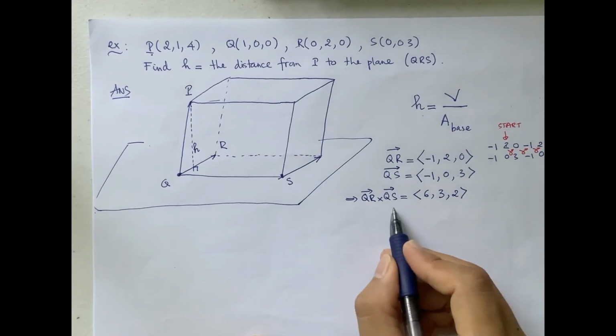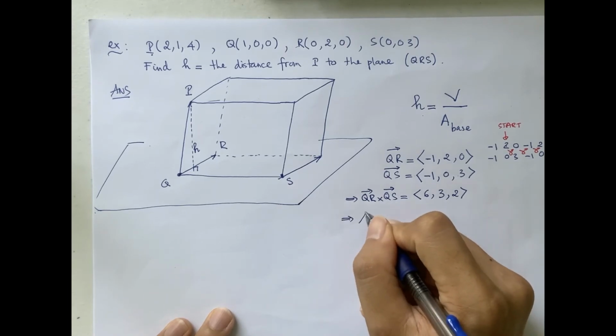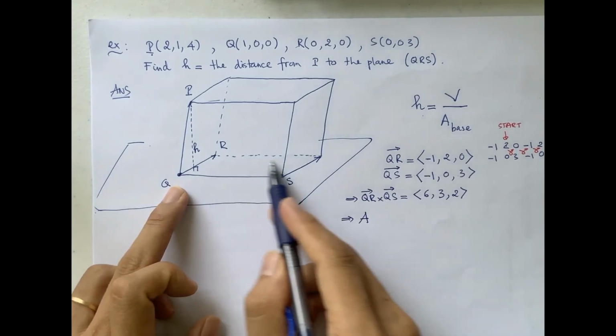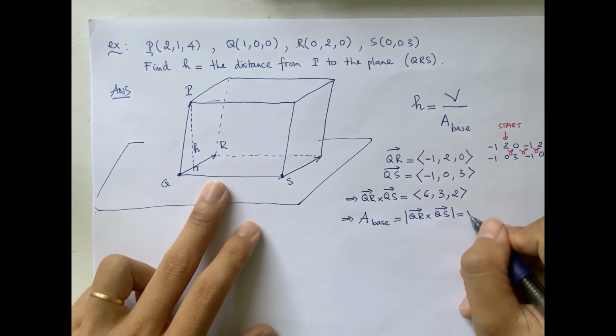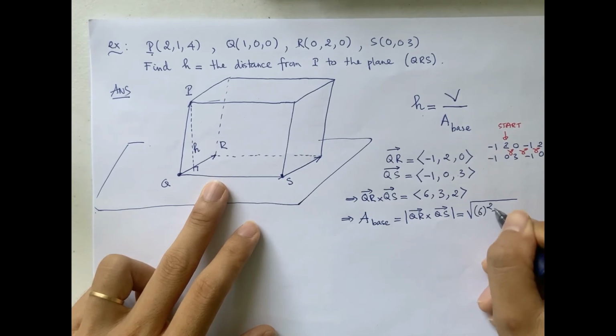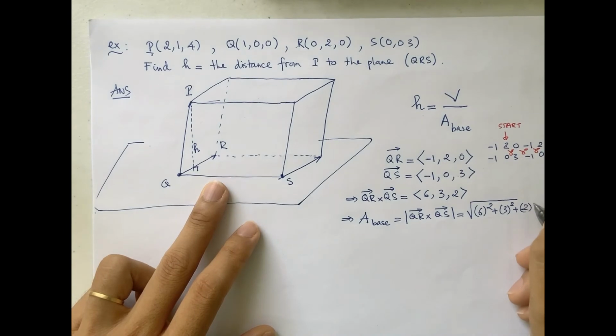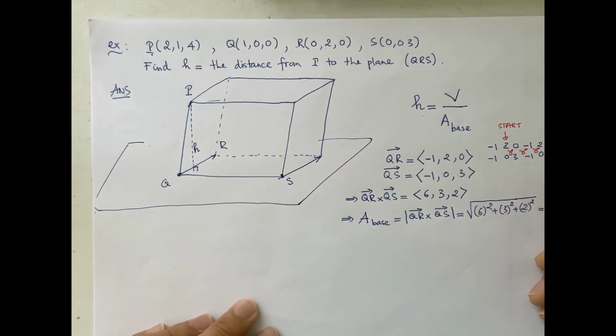Alright, so once you know the cross product, you find the length of the cross product, and that is going to give you the area of the base. The length is going to be the square root of the square of 6, the square of 3, the square of 2. And this is going to be the square root of 49, which is 7.